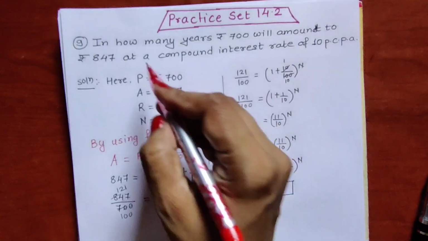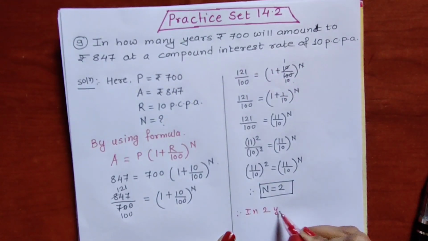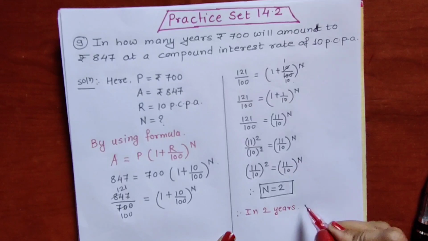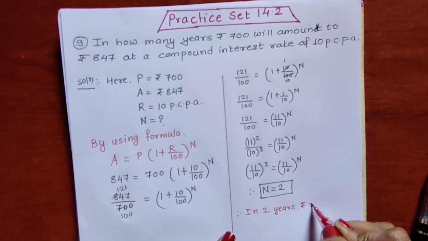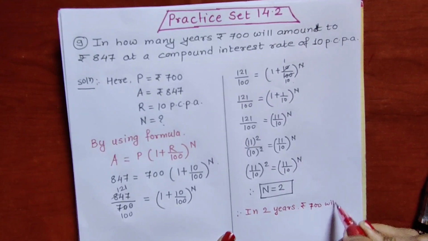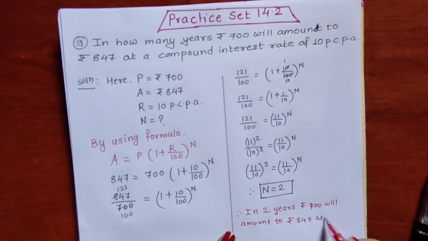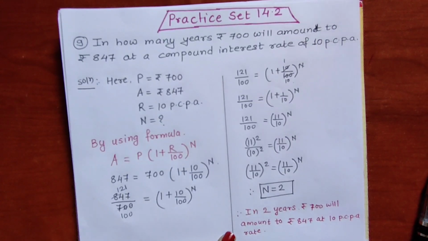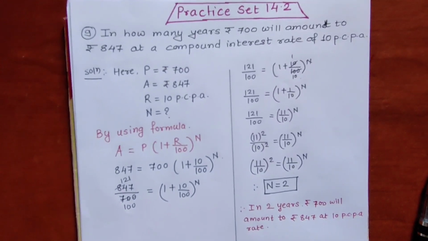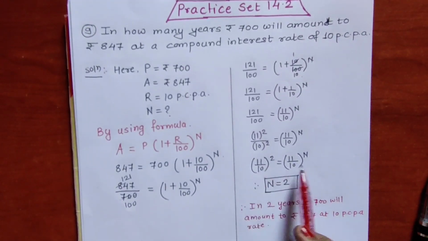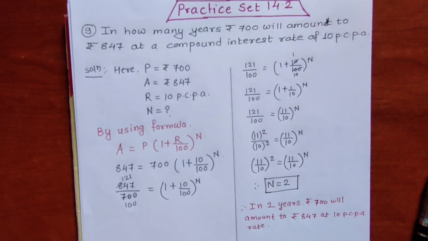In 2 years, from the question only we can write the answer. In 2 years, rupees 700 will amount to rupees 847 at 10 PCPA rate. At the rate of 10 PCPA we can write anything. So in this way we can find the value of n by comparing it with both the sides.